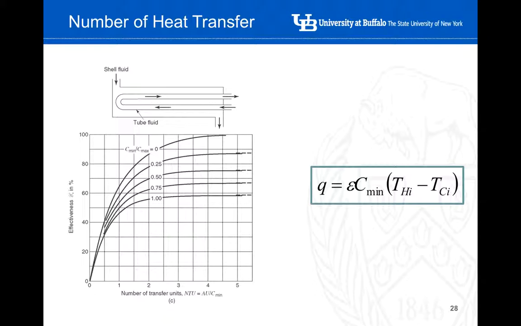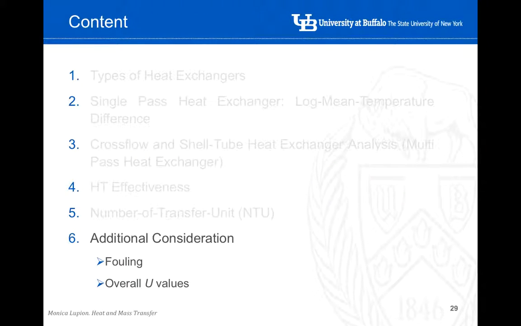This is another example, also from your textbook, when there is a configuration of a shell and tube like the one pictured in this diagram. You can have the corresponding chart that you can use for the determination of the effectiveness. Two additional considerations that I would like to mention.